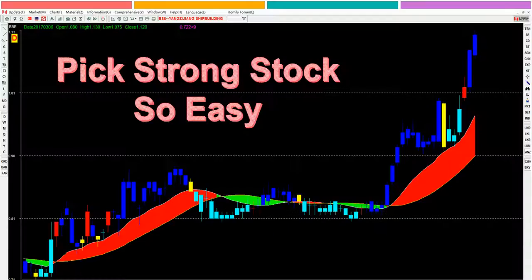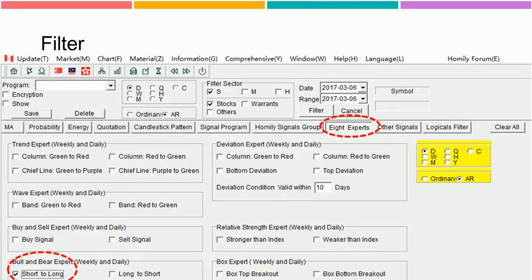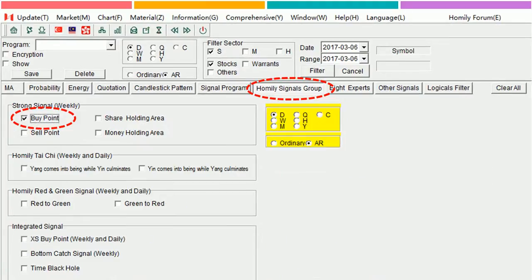Then now I teach you how to filter according to the bull and bear expert and the strong signal. Okay. So the first one, you can click 8 experts. Then bull and bear expert, short to long, means green turn to the red band. You just click here. The next one, you click homely signal group, strong signal buy point. Strong signal buy point. Then you can click filter.